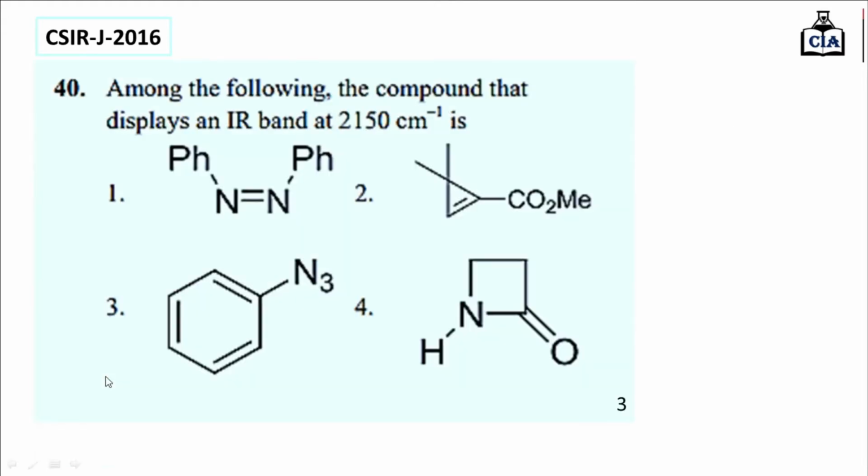Now next question from the CSIR June 2016. In this question we have to find out the structure which shows the IR absorption at 2150 cm inverse. Now this IR absorption will be shown by carbon-carbon triple bond and nitrogen-nitrogen triple bond, and also by carbon-nitrogen triple bond. Okay. Option 3 has the possibility that compound third will show the nitrogen-nitrogen triple bond.